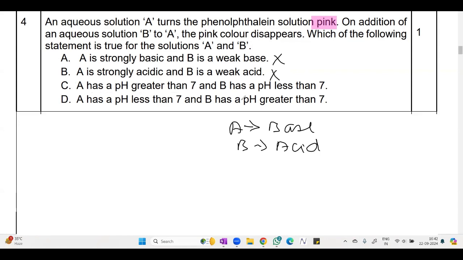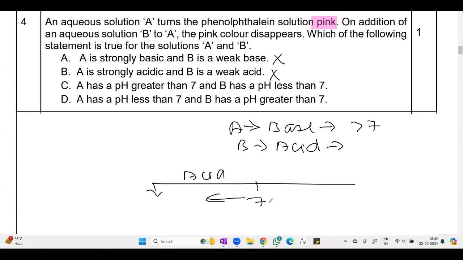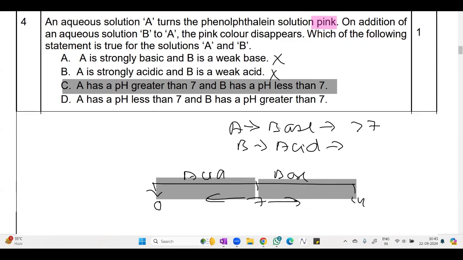A has a pH greater than 7. As of now that's true, because for a base the pH is greater than 7. And B has a pH less than 7. Yes, that is also correct, because 7 is neutral and for acidic it is less than 7. The pH scale varies from 0 to 14. So acids have pH from 0 to 7, 7 is neutral, and a base is more than 7 and less than 14. So this is the correct option, as we have already decided that substance A is a base and substance B is an acid.